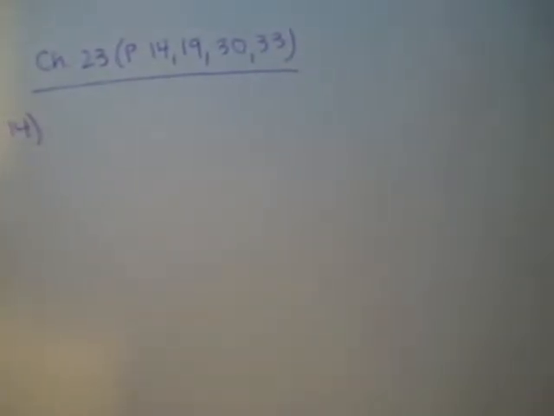So first off, number 14 says we have a loop of wire with a certain area and a resistance, and perpendicular to the plane of the loop we have a magnetic field, and at what rate must this magnetic field change in order to induce a certain amount of current?